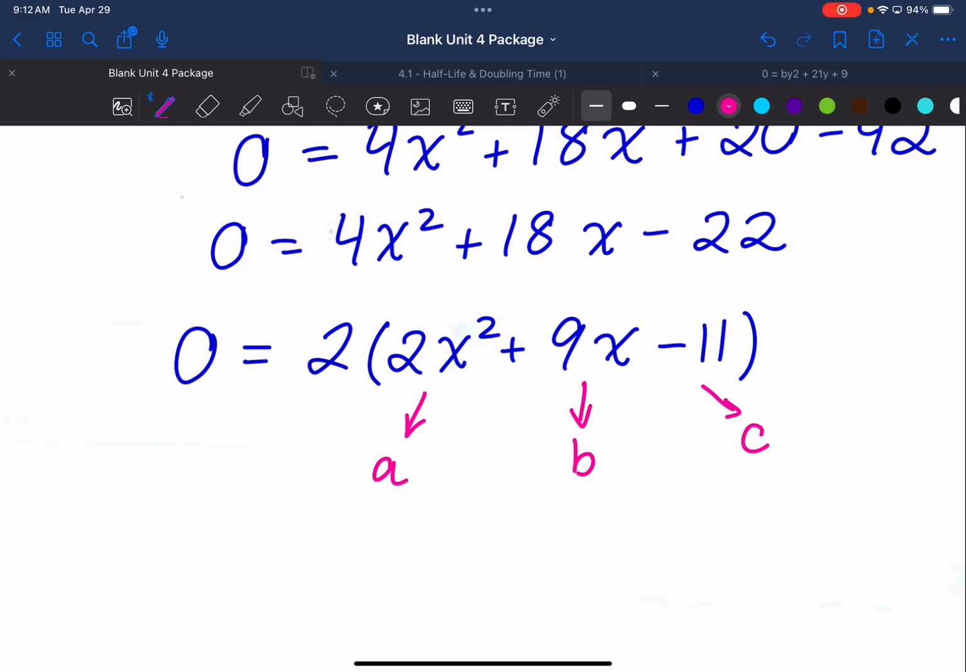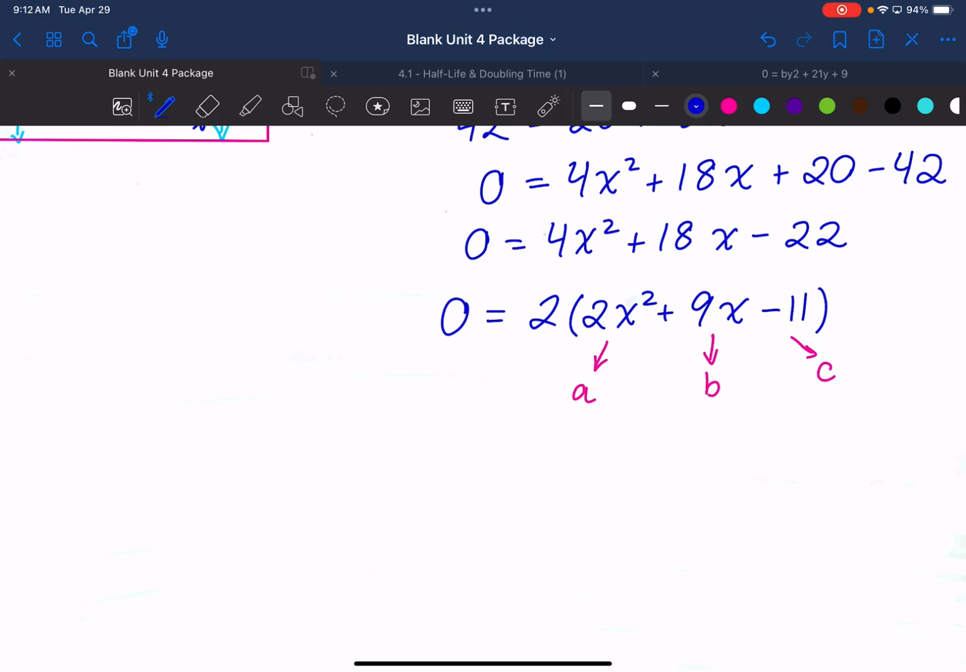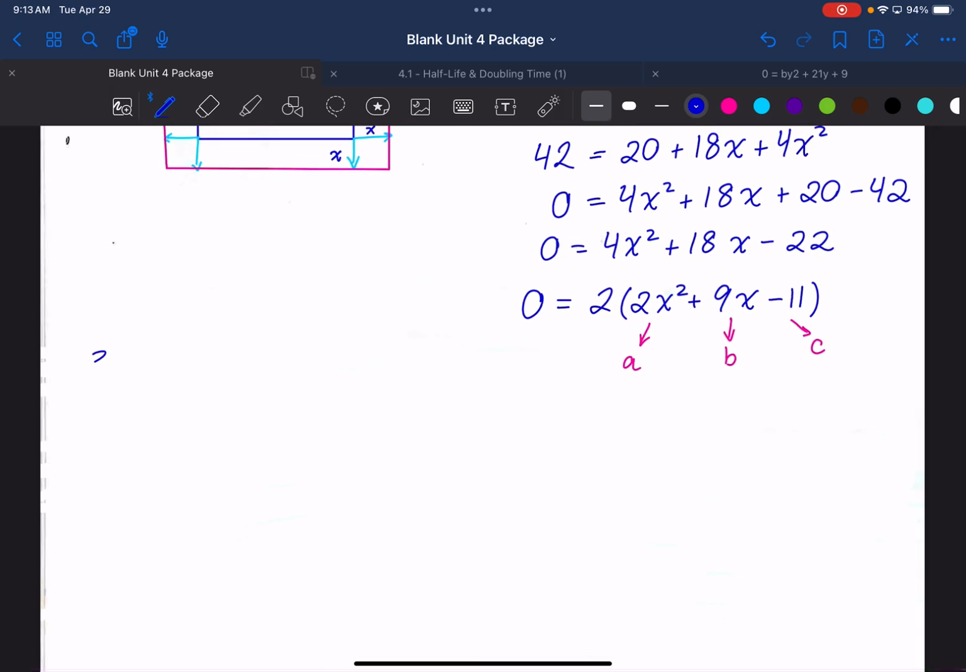So, okay, we've got our A, B, and C values. What times to negative 11? Yeah, I was going to say times to negative 22 and adds to 9. I don't think there's a lot of numbers that can do that. I don't think there is. So I'm going straight into quadratic formula. I'm going to do that over here and give myself some space.